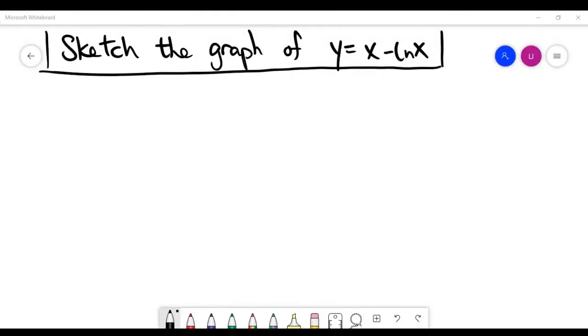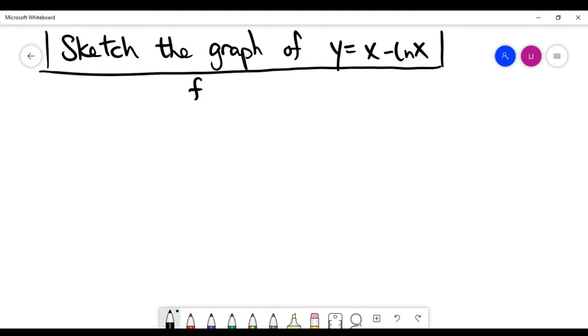So in this video, we'll try to sketch the graph of the given function x minus ln x. And please recall that you can make use of something that you learned in the topic of differentiation. For example, you can use the sign table of f prime to get the behavior of the critical numbers. So let's do it together now.